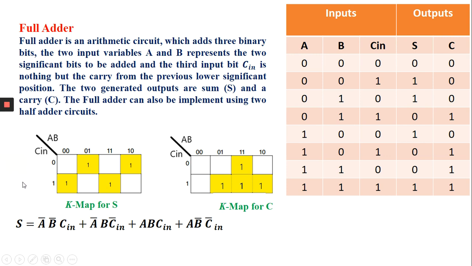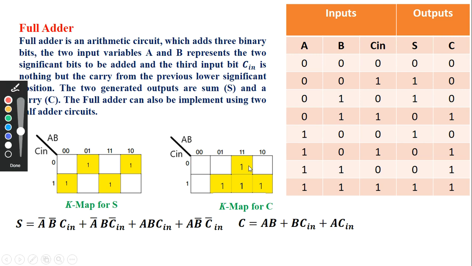Now we will write the expression of C. For the first grouping, this is 1, 1, A, B, so this is AB. For the next grouping, what is common here? B, and here C. So B, C. For the third grouping, A is common, and C in. So A, C in. So we have found the expression for both sum and carry.